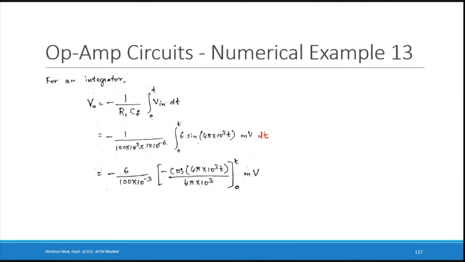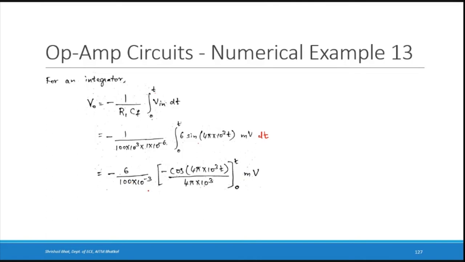So if I simplify this, 10 raised to 3 into 10 raised to minus 6 is 10 raised to minus 3. This 6 I can take outside of the integral and write it. Now apply the limits. Here there is 10 raised to 3 and 10 raised to minus 3, they both get cancelled. What remains then? 4 pi into 100, 400 pi you can write. 6 divided by 400 pi.